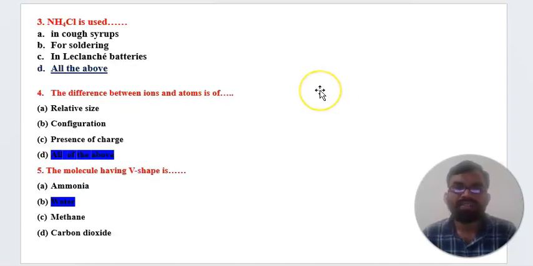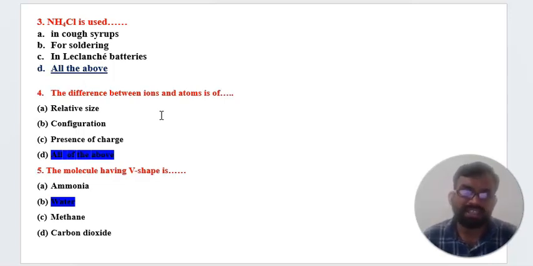Now coming to the third bit: ammonium chloride is used in cough syrup, soldering, lithium batteries, and all of the above. So ammonium chloride is used for all the purposes given, and the right answer is D. And the fourth one, you can see the difference between ions and atoms. This is a very simple bit. Relative size, configuration, and presence of charge, all of these are differences between ions and atoms. So D is the right answer.